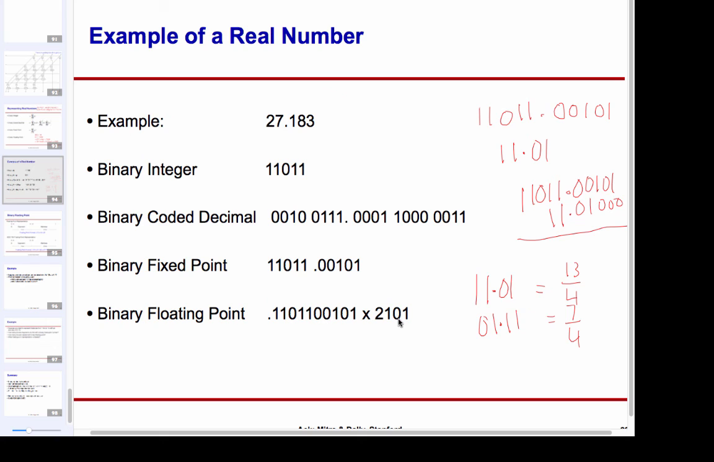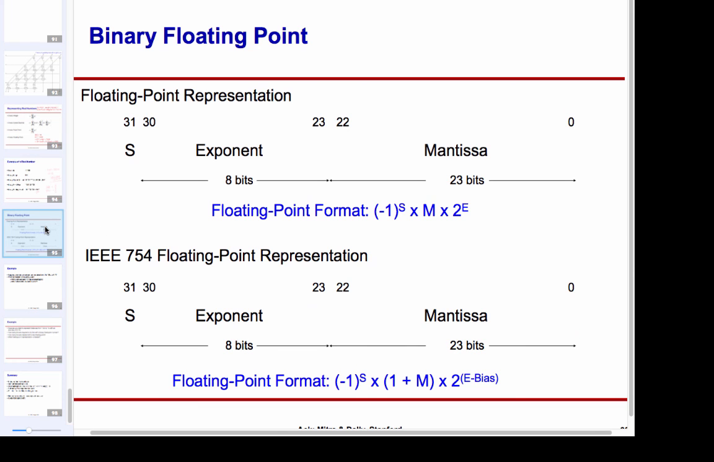I think this one is probably a typo. I think this is 2 to the power 101. But the idea is that we separate out the power and we just keep the mantissa component in a fixed form. And this is what has resulted in what is float and real and double in your programming languages.